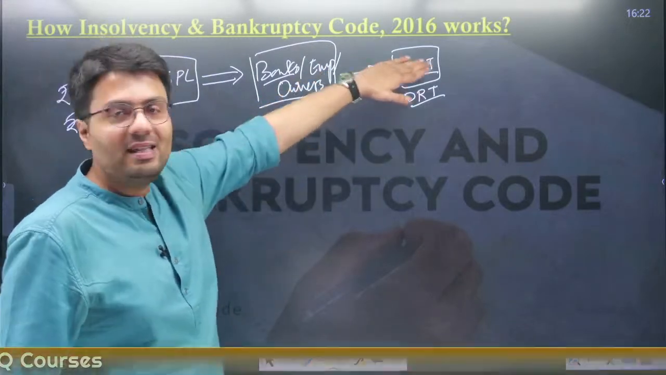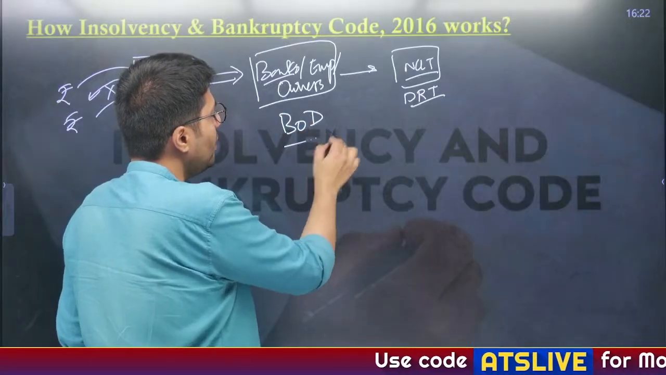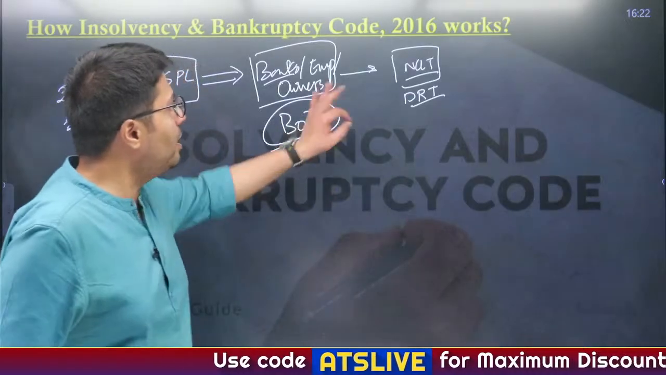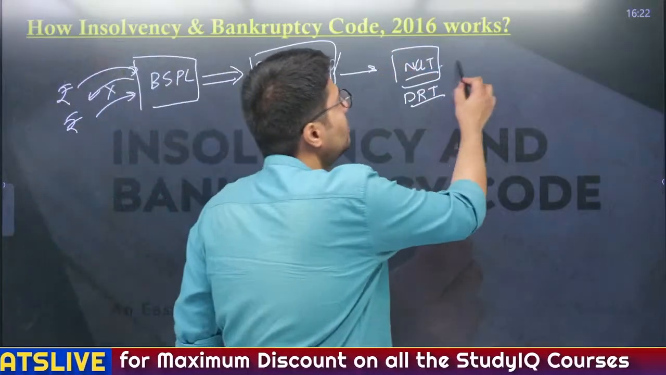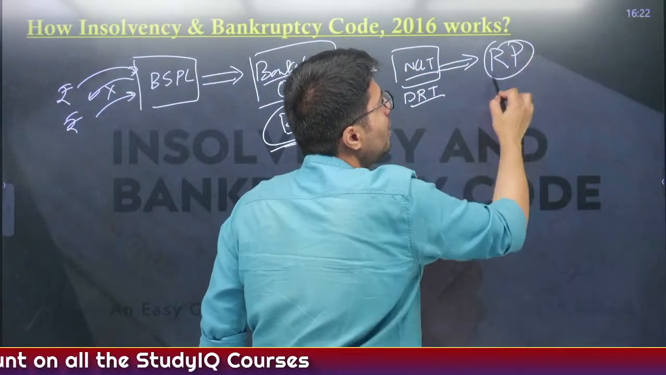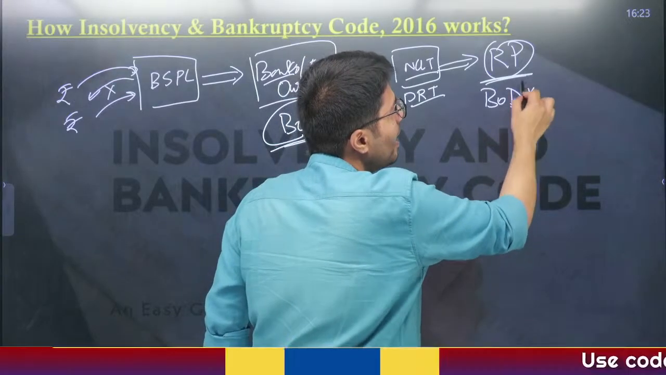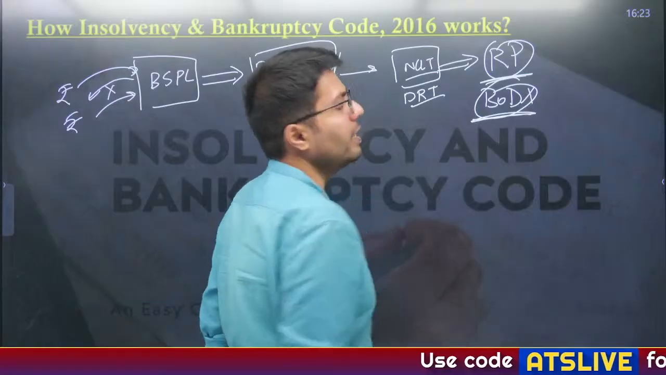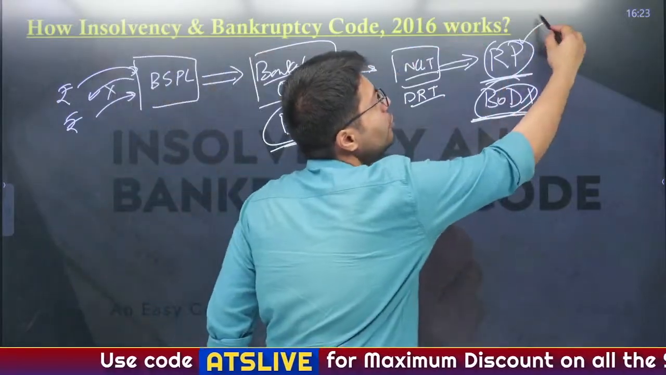So what will this NCLT do? A company always has a board of directors which ensures the working of the company. So when you file an application in the NCLT, it appoints a resolution professional to manage your company, and while doing so, it cancels the appointment of the board of directors. So now the management of this company will be in the hands of the resolution professional.